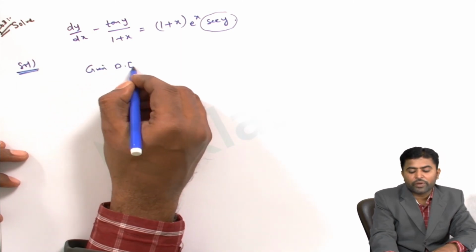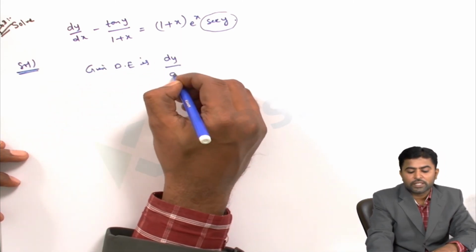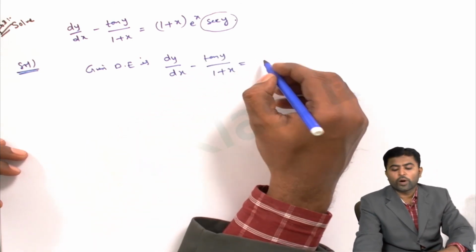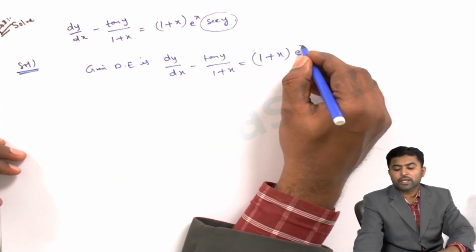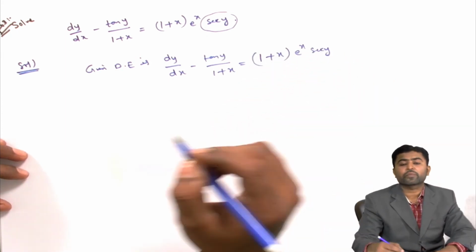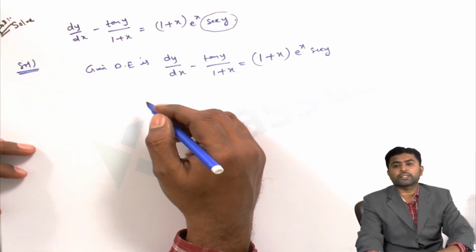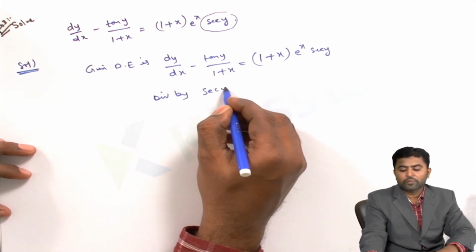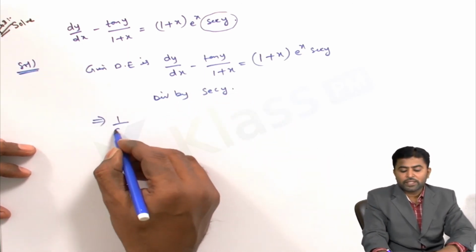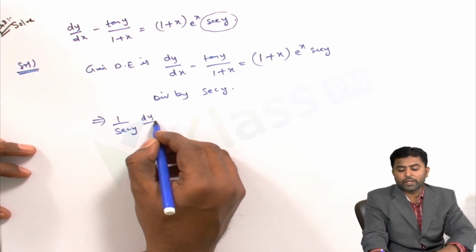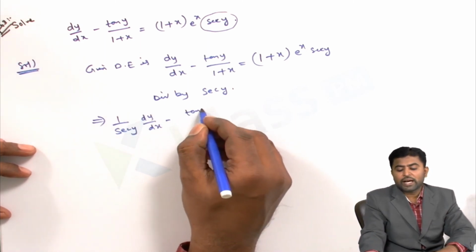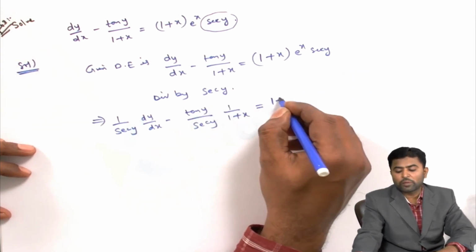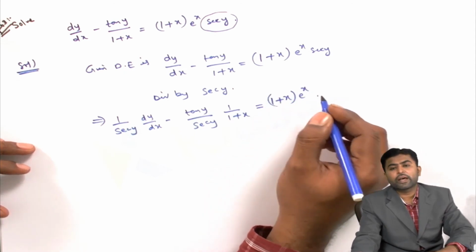Given differential equation is dy by dx minus tan y by 1 plus x is equal to 1 plus x into e power x into secant y. Then divide throughout by the extra term secant y. Divide by secant y. So we'll get that as 1 by secant y into dy by dx minus tan y by secant y into 1 by 1 plus x is equal to 1 plus x into e power x.